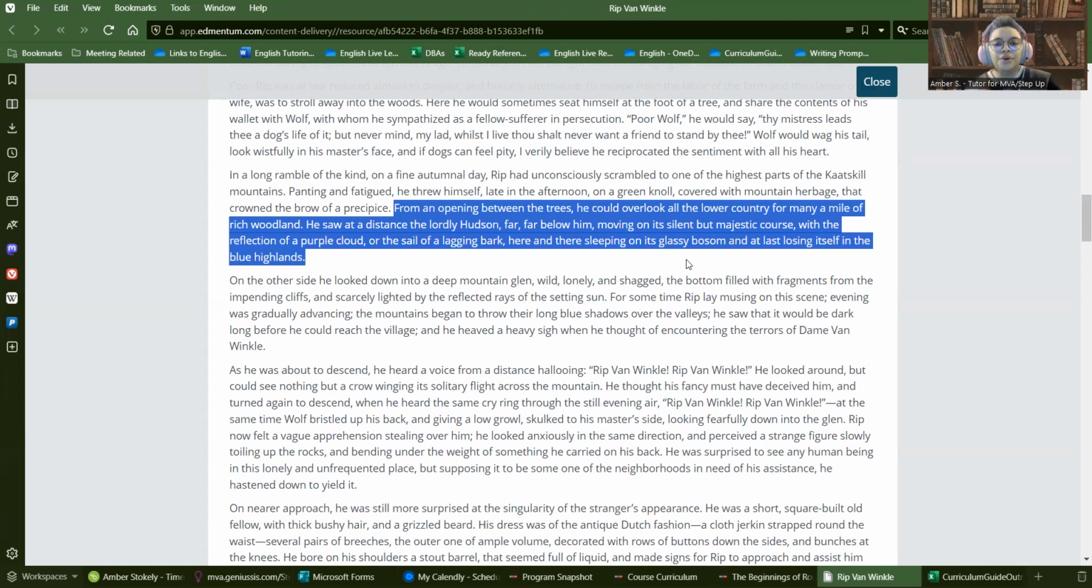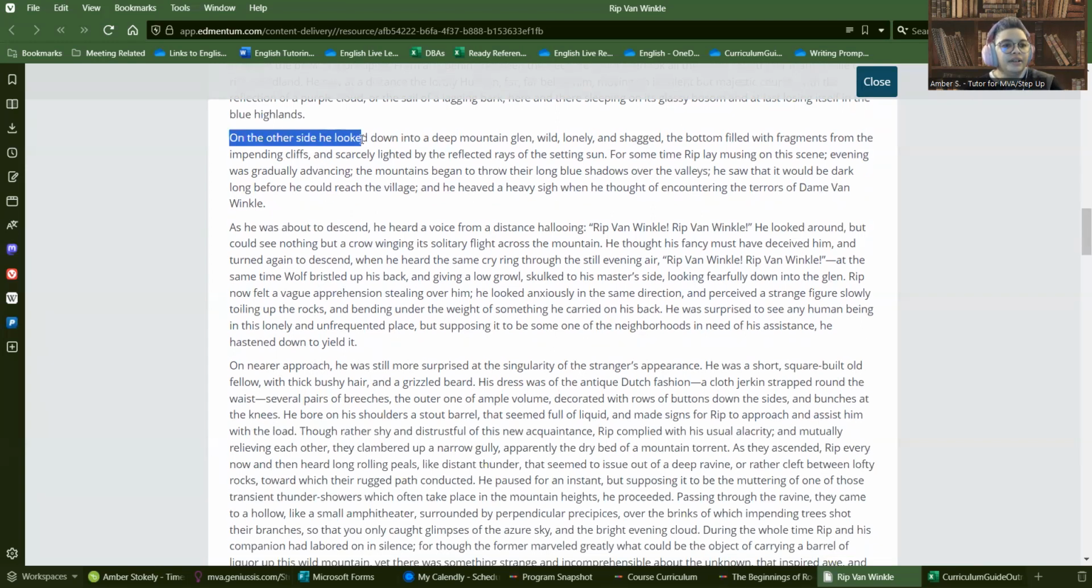So remember the knoll, the like slight hill is on the mountains though. So even though he's on like a very slight hill, he's still very high up. So he's looking out and they're just describing the river, him looking at the river, and just everything that he can see there.